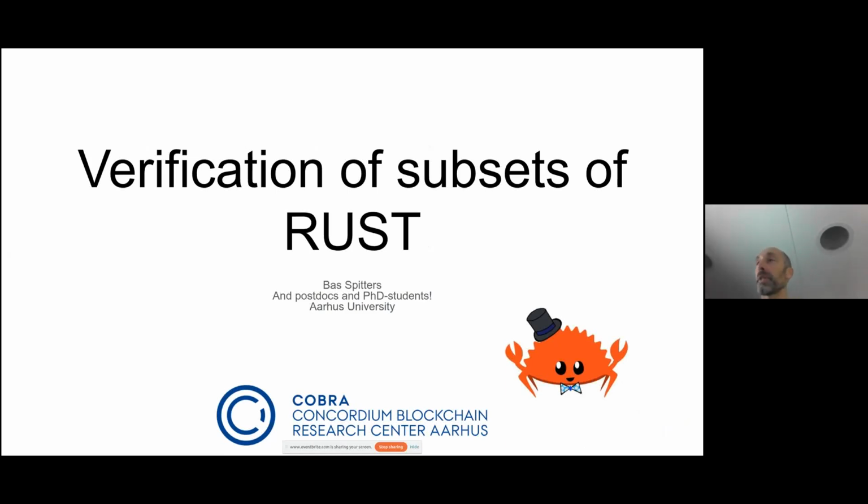I'd like to tell you a bit about the work we've been doing in my group on verification of subsets of Rust. So Rust is, as you know, a very big language, and we're just making some small steps to verify some subsets of Rust that are important to us. And I would like to emphasize that this is work with my postdocs and PhD students at the Cobra Center. So that's the Concordium blockchain center at Aarhus University. And I'll say a bit more about the center in a minute.